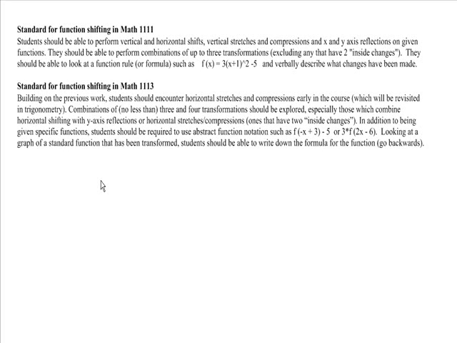And combinations of no less than 3 and 4 transformations should be explored, especially those that combine horizontal shifting with reflections or horizontal stretches and compressions, and ones that also have 2 inside changes. In addition to being given specific functions, you should be required to use abstract function notation such as f of negative x plus 3 minus 5 or 3 times f of 2x minus 6, and look at the graph of a standard function that's been transformed, and write that formula down for the function.